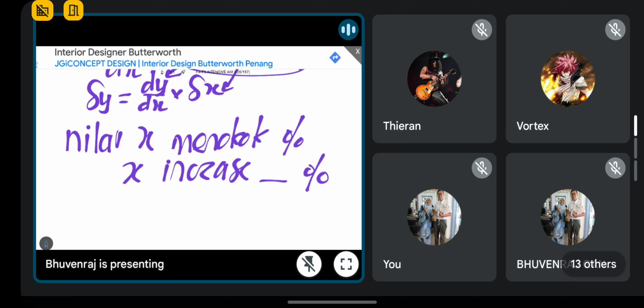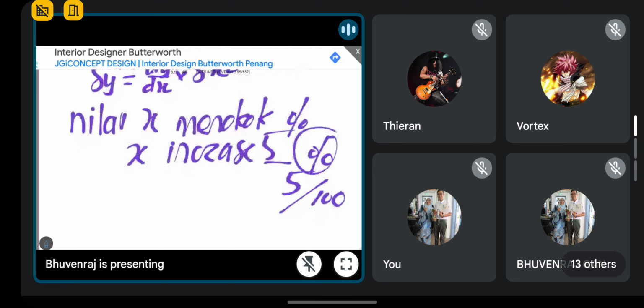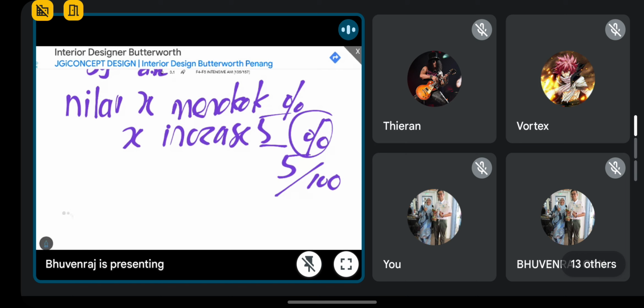You just have to understand the meaning of percentage actually. Kamu kena faham maksud peratus. Okay, as we know peratus is something over 100. Okay, percentage to fraction. So let's say I got 5 lah. 5% means 5 over 100. Okay, so this actually represents the change. So let us say I have x is 1. And I say x increases by 5%. So can you tell me guys, apa nilai x yang baru sekarang? What is your new x value here?